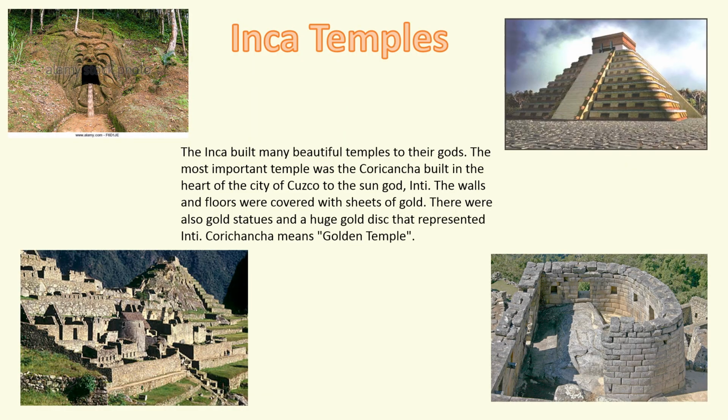The Inca temples. The Inca built many beautiful temples to their gods. The most important was the Coricancha, built in the heart of the city of Cusco to the sun god Inti. The walls and floors were covered with sheets of gold. There were also gold statues and a huge gold disc that represented Inti. Coricancha means golden temple.